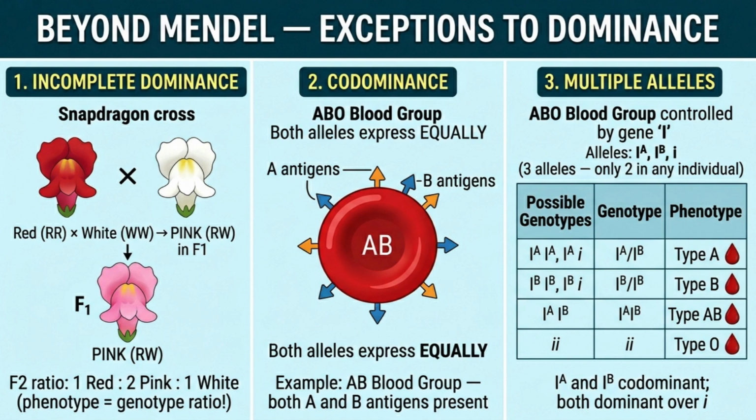Both alleles fully express, like in AB blood group, where both A and B antigens appear on the same red blood cell. Third, multiple alleles. ABO blood groups are controlled by 3 alleles: IA, IB, and i. Any individual only carries 2, but the population has 3 options. IA and IB are codominant. Both are dominant over i. This is high-frequency NEET material.